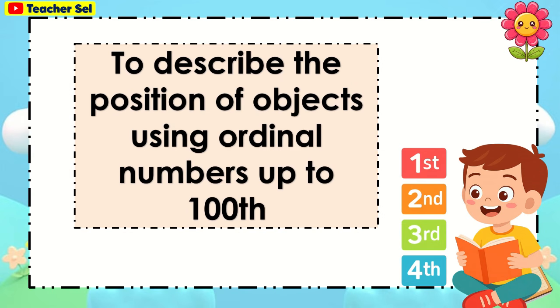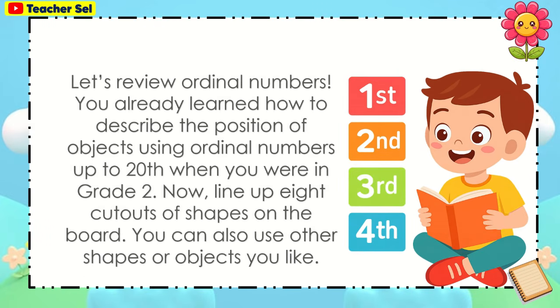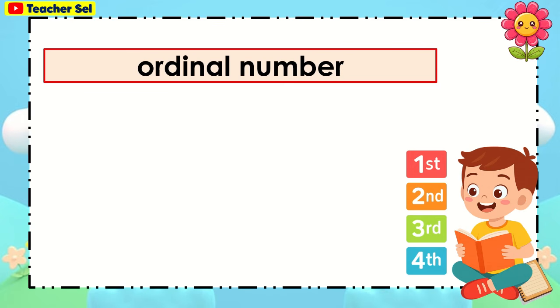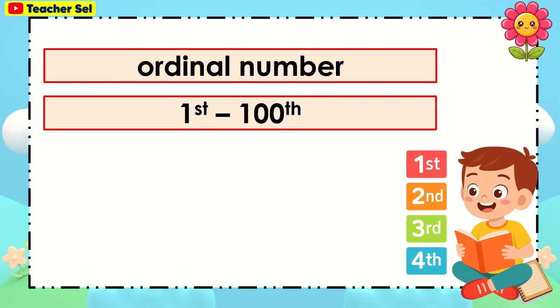Our lesson purpose is to describe the position of objects using ordinal numbers up to 100. Let's review ordinal numbers. You already learned how to describe the positions of objects using ordinal numbers. Let's be familiarized with these terms. Ordinal number. First to 100.